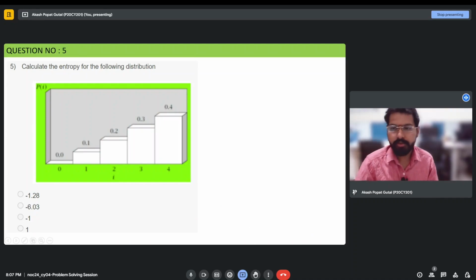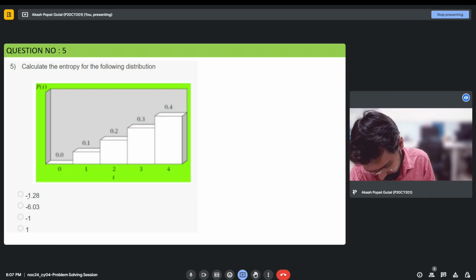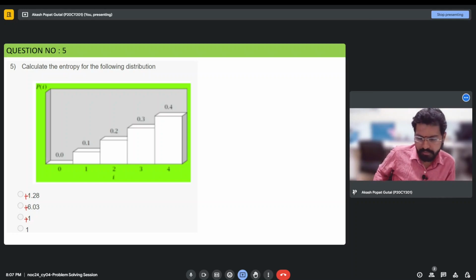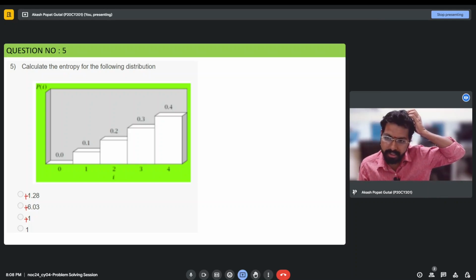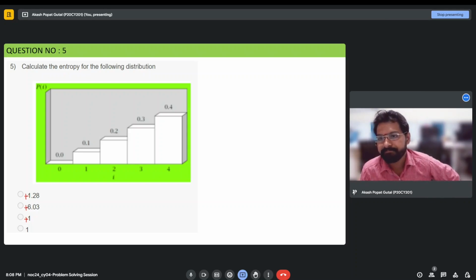Right. The next question. Calculate the entropy for the following distribution. There is one correction. Entropy, this should be positive, okay? Entropy can't be negative. So we need to calculate the entropy of the following distribution. Distribution is given. We need to calculate the entropy. And the hint for this question is this is related to Shannon entropy, which is entropy generally used in information. Please try to calculate.